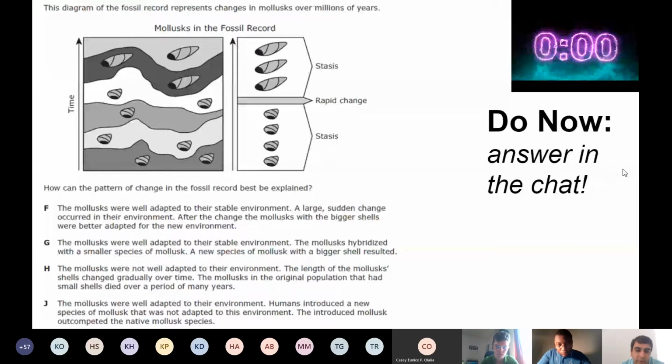Hopefully this question looked very familiar, right? Because this was part of your independent practice yesterday. I wanted to touch back on it because I didn't quite get to finish everything I was talking about with gradualism and punctuated equilibrium. So I wanted to make sure that we address this one more time. All right, so I saw lots of Fs. Does anybody want to come off chat and explain why they chose F?